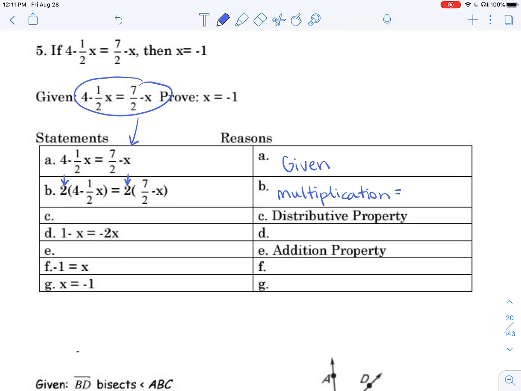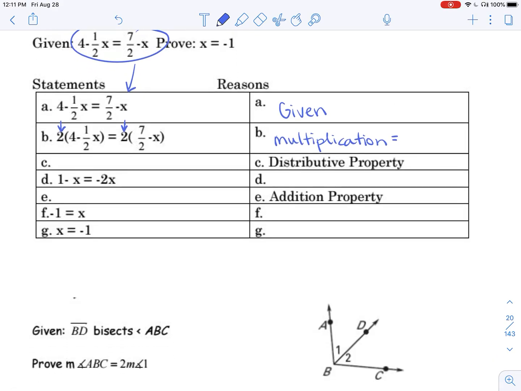To distribute, that's what it wants us to do next. So it wants us to multiply those 2's into the parentheses. So 2 times 4 is 2. 2 times 1/2 is going to be 1. 2 times 7 over 2 is 7 minus 2x. And pay close attention here to our next step. Let's see. Oh, that should be an 8. That's my bad. Okay, I was like, where's that 1 coming from? Okay, 2 times 4 is 8. That's not division. All right, so the next thing it's doing is subtracting this 7.